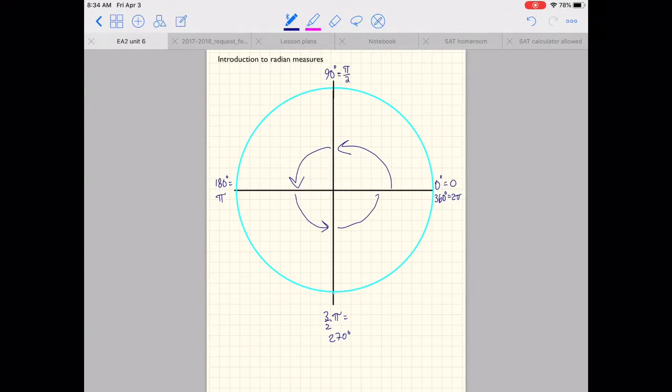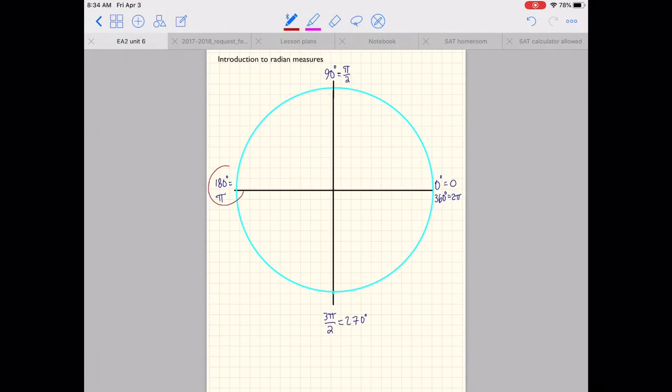And if we were to go one more, 1/2 plus 1/2 plus 1/2 plus 1/2 is 4 halves, and 4 halves we know is the same as 2 pi. So this was the 3 pi over 2 because there were 3 halves, and that's the same as 270. And 4 halves is the same as 2 pi, which is 360.